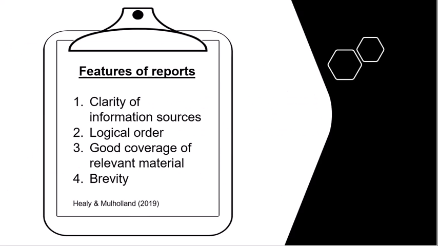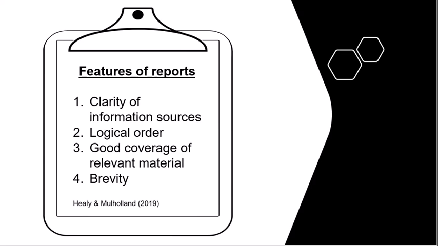So if we're thinking about writing reports, and reports are a very common feature of social work practice, there are certain features of reports that are identified by Healy and Mulholland. The first is clarity of information sources. This is recognising that you need to be clear about the source of the information that you're including in the report. You are required to form an opinion, but you need to be clear on the basis on which this opinion has been formed, exploring the strengths and the limits of the information that you've got and the evidence base.